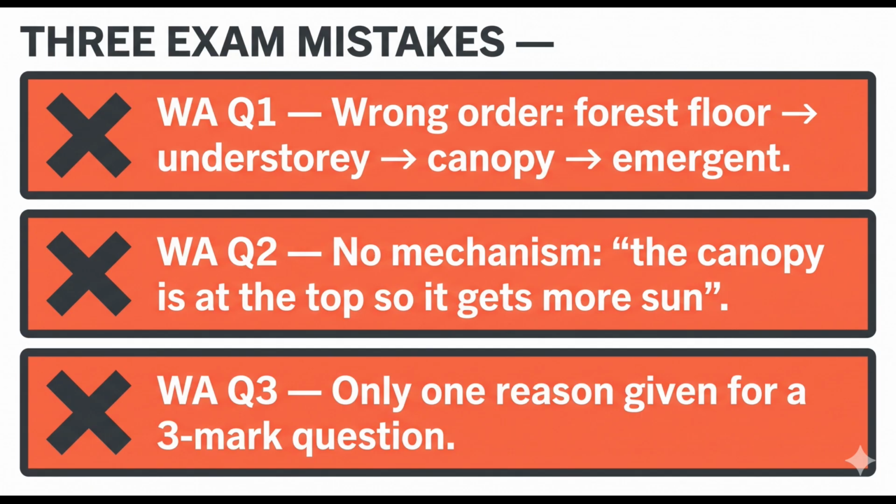Mistake 2. For WA question 2, students write the canopy is at the top so it gets more sun. That describes a position, not a mechanism, and scores nothing. Mistake 3. For WA question 3, students give only one reason why soils are poor. It is a 3-mark question. 3 reasons, 3 marks. All 3 mistakes fixed by the end of this video.